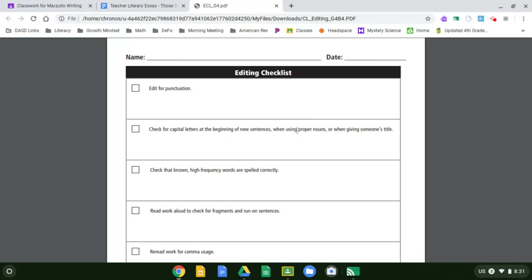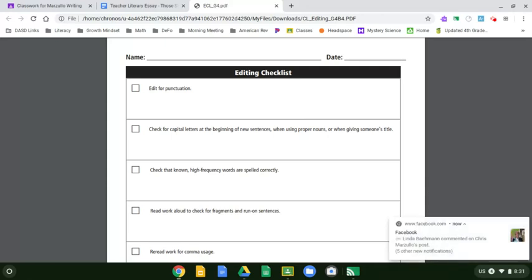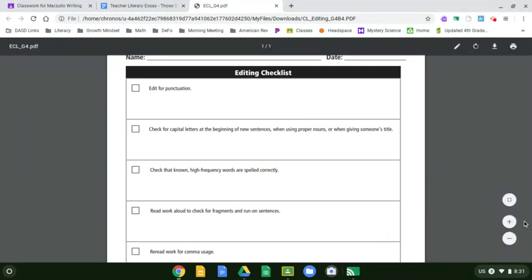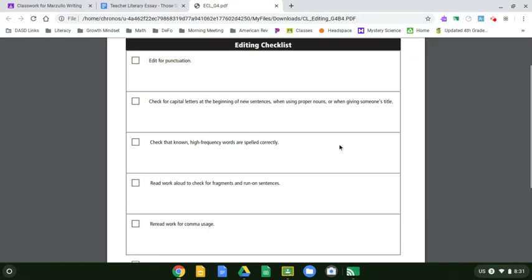When using proper nouns, we've studied proper nouns this year. Names of people, titles. If you wrote names of shoes, those should be capitalized. If you wrote a name of a restaurant, if you named a specific person in the book, okay? When giving someone else's title, so like Mr., Mrs., Doctor, so on.